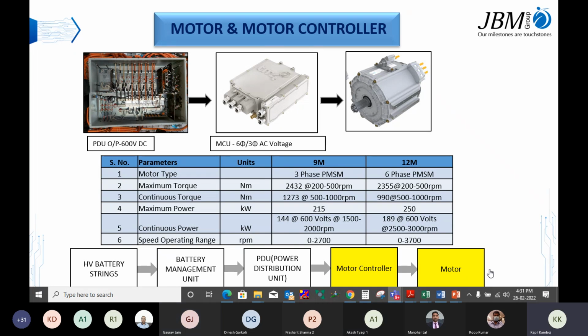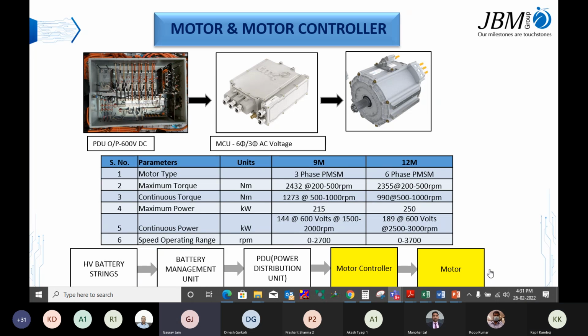One thing I would like to add here: while selecting the motor, whenever we run on city application, we are using only 40%. Our 12 meter motor is 189 kilowatt, so we are only using 40 to 80 or 85 kilowatt at a time. But because of this 17% gradability requirement, we have to use a motor with higher specs as well.